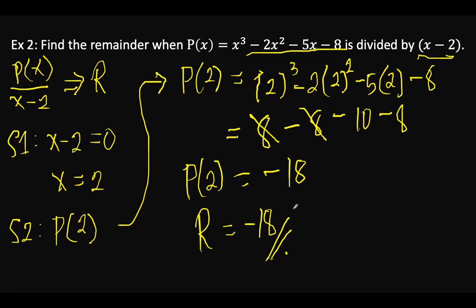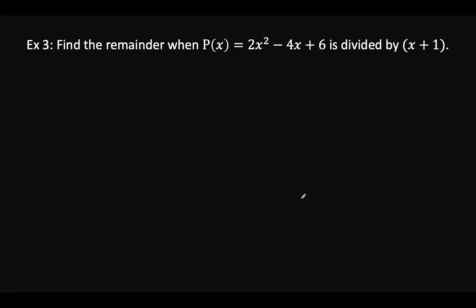Okay? Using remainder theorem. Now, kung gusto mo ng ibang method, pwede mo gamitin yung long division. Kaso nga, from the name itself, long division, mas mahaba yung gamitin para makuha lang yung remainder. Ito yung shortcut, yung remainder theorem. Okay? So, I hope we got the same answer, which is negative 18. Okay, let's tackle more examples. So number 3, find the remainder when p of x is equal to 2x squared minus 4x plus 6 is divided by x plus 1.